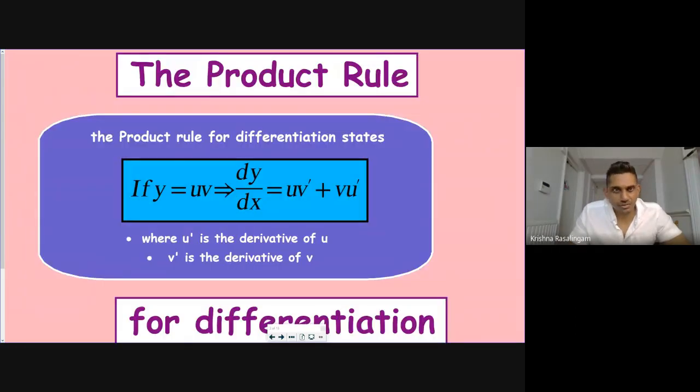So here is the product rule. If we have a product, a function y equals uv, then the derivative is found by using uv dashed plus vu dashed. That is where u dash represents the derivative of u and v dash is the derivative of v. And the only other thing to say is that u and v are both variables, so they're both in terms of x. They're not constants. If u were a constant, it wouldn't be a product.